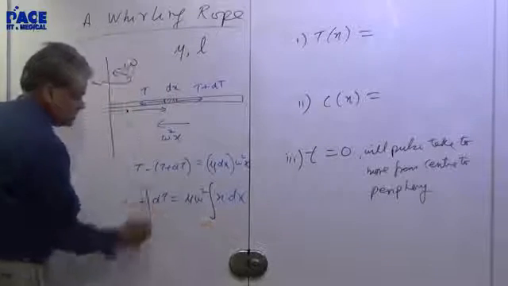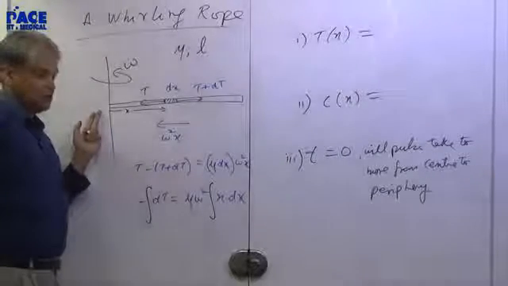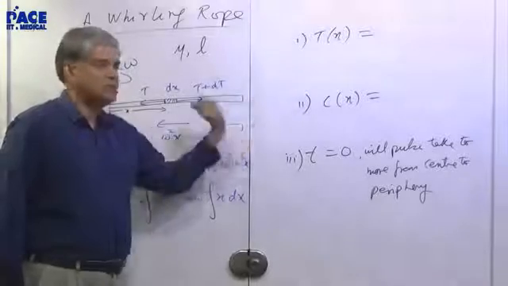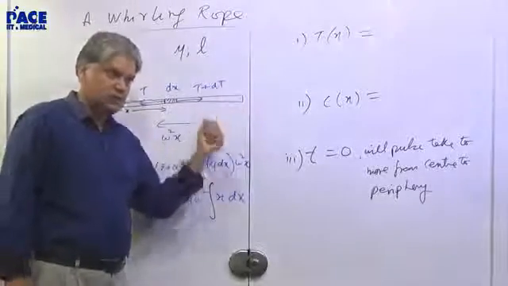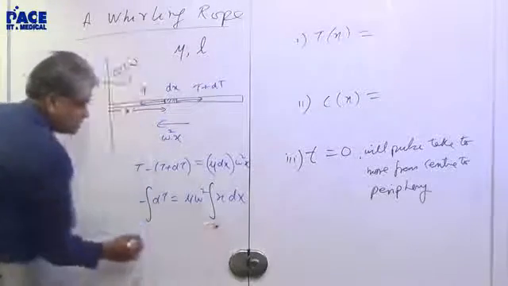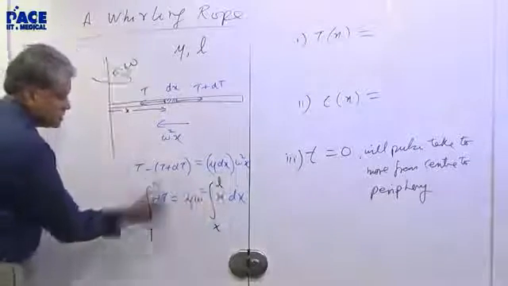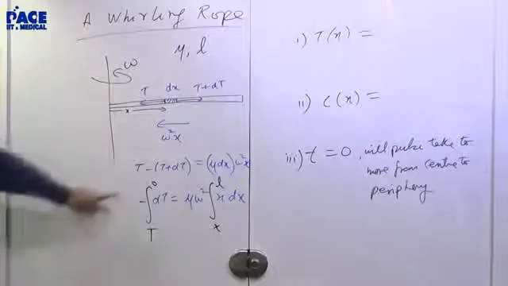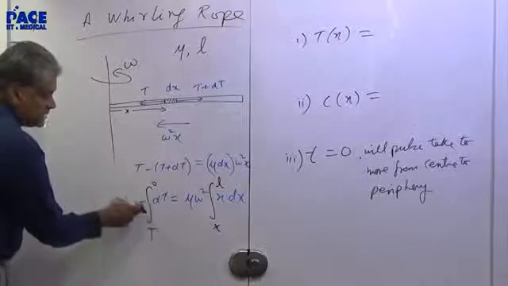At x equal to 0, I don't know what my tension is. Rather, I know my tension at x equal to L. What is the tension there? 0, because there's nothing to pull on. If there's nothing to pull, what will you pull? So at x the tension is T, at x equal to L the tension is 0. So look at the limits. Now if you exchange the limits, the negative sign will go away.